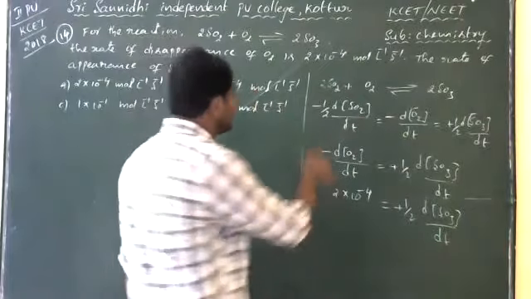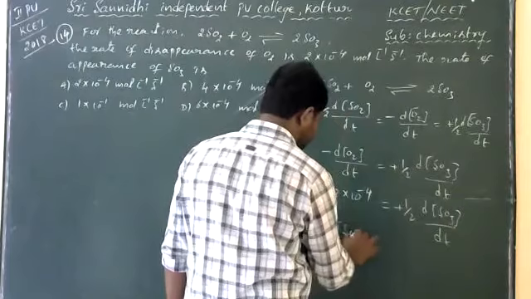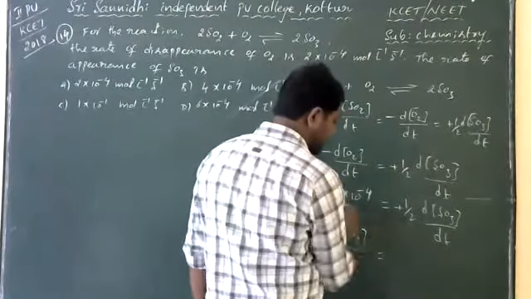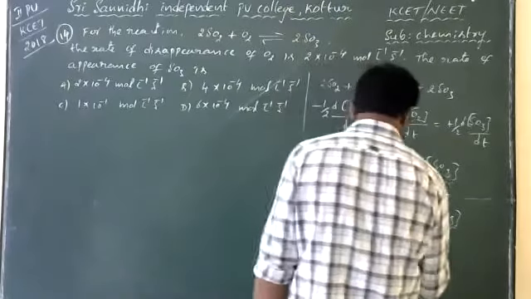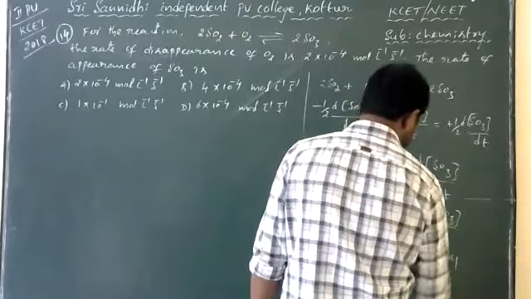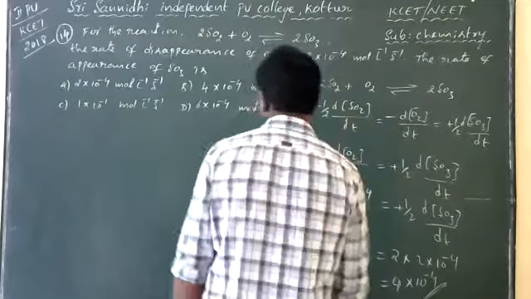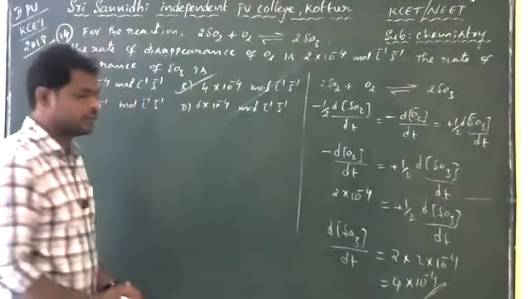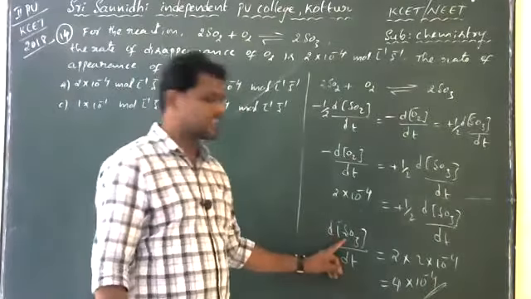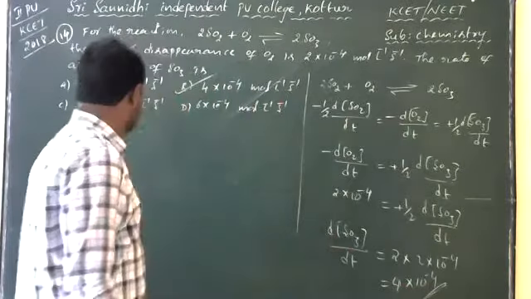Then we want the rate of appearance of SO3, that means d[SO3]/dt. Cross multiplying, these two come in here, which is 2 into 2 into 10 power minus 4, and we get 4 into 10 power minus 4 mole per liter per second, which is the answer. Option B is the answer. So the rate of appearance of SO3 is equal to 4 into 10 power minus 4. So this is the answer here.